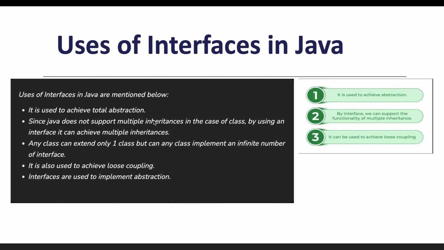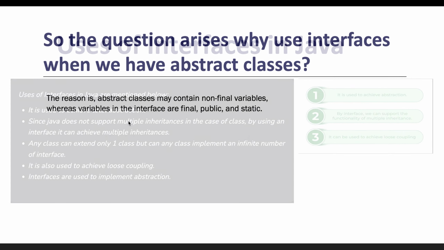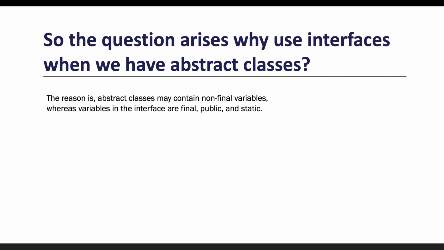So these are some uses of the interface. Now let's see some important questions. The question arises here: why interface? Why use the interface when we already have abstract classes? Some of the use cases we have already seen: why we need to use the interface when we want to achieve complete abstraction.